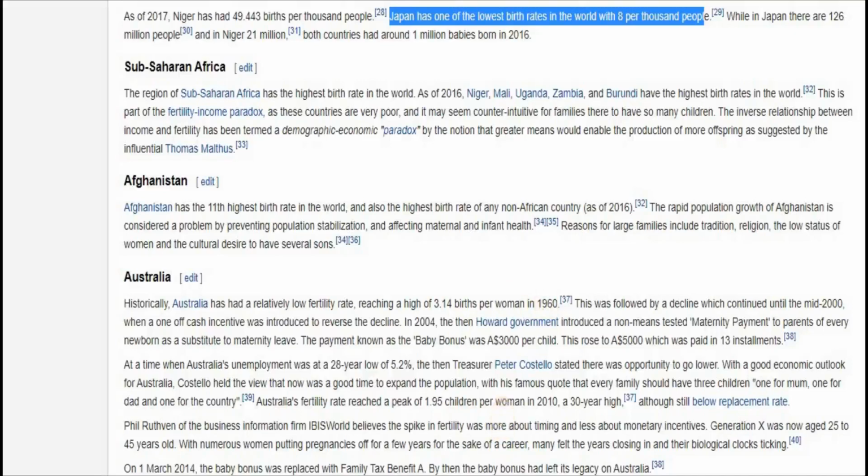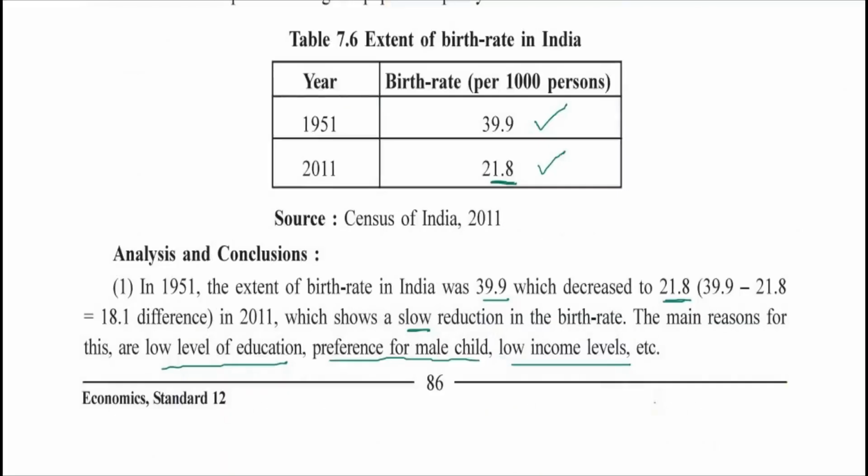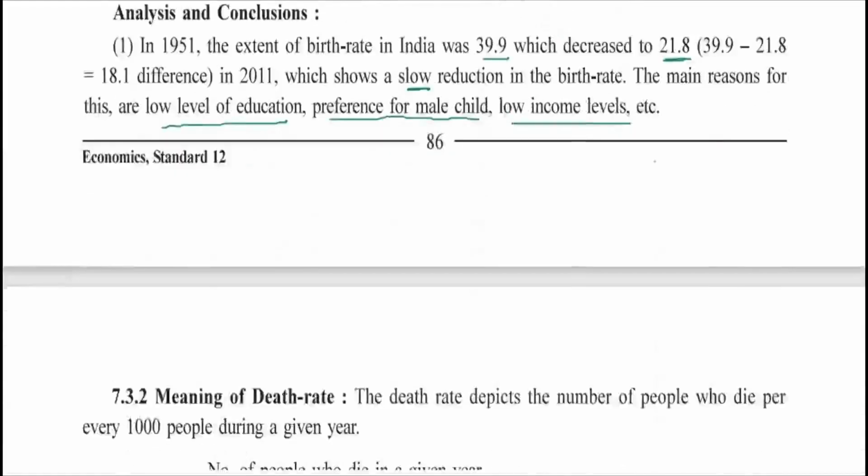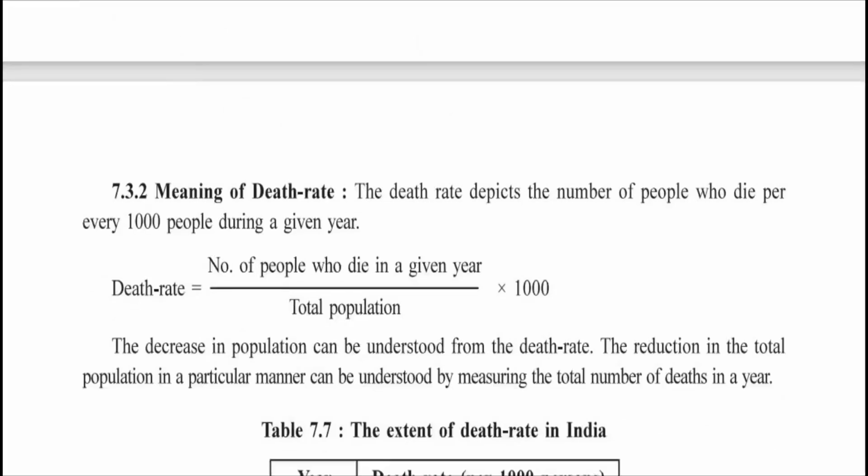Okay, so typically less than 20 birth rate is a country having very low birth rate, right? And above 40 birth rate is a country having very high birth rate. So India is somewhat in the lesser range, right? So that's a good sign for us. Now when you talk of death rate, same thing. The death rate shows the number of people who die per every 1,000 population during a given year.